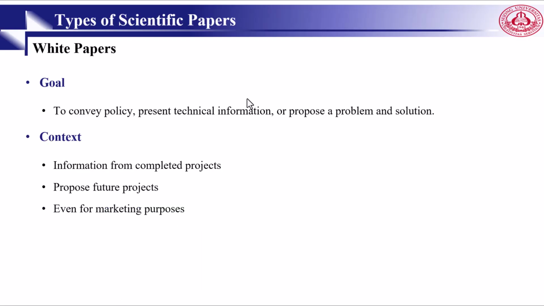White papers aim to convey policies, present technical information, or propose problems along with solutions. And the purpose of white papers can range from informing stakeholders to guiding decision-making or even supporting marketing strategies. The context of a white paper typically draws on information from completed projects while also proposing future initiatives. White papers combine authoritative data, technical insight, and clear recommendations to influence understanding or action.